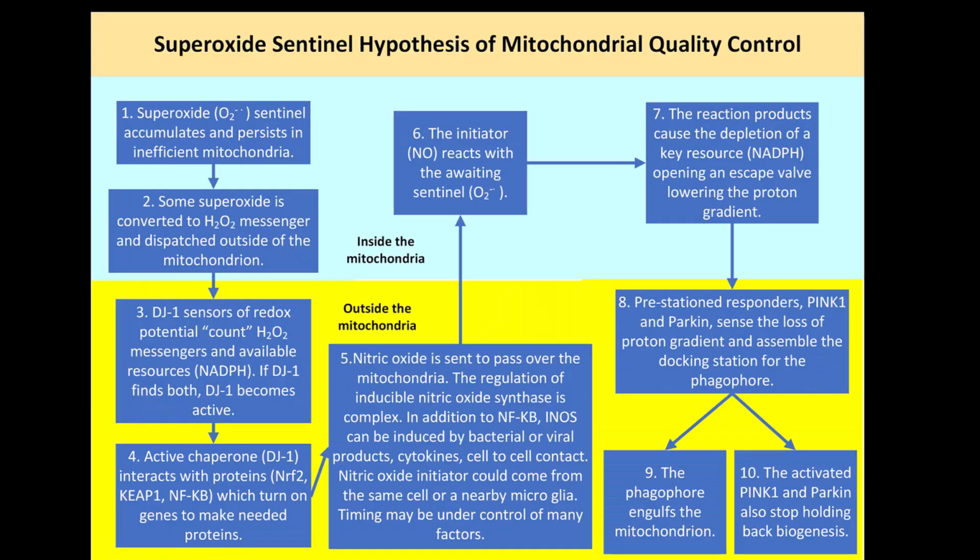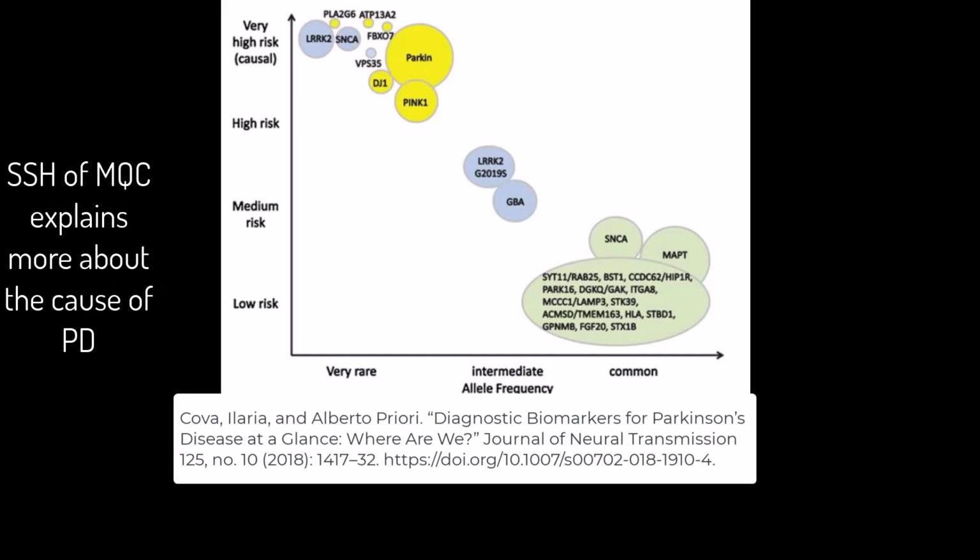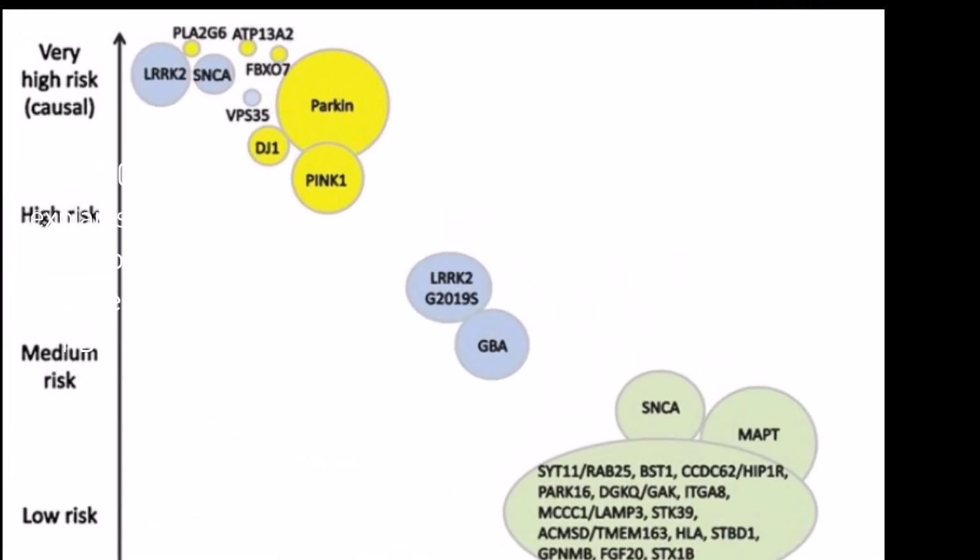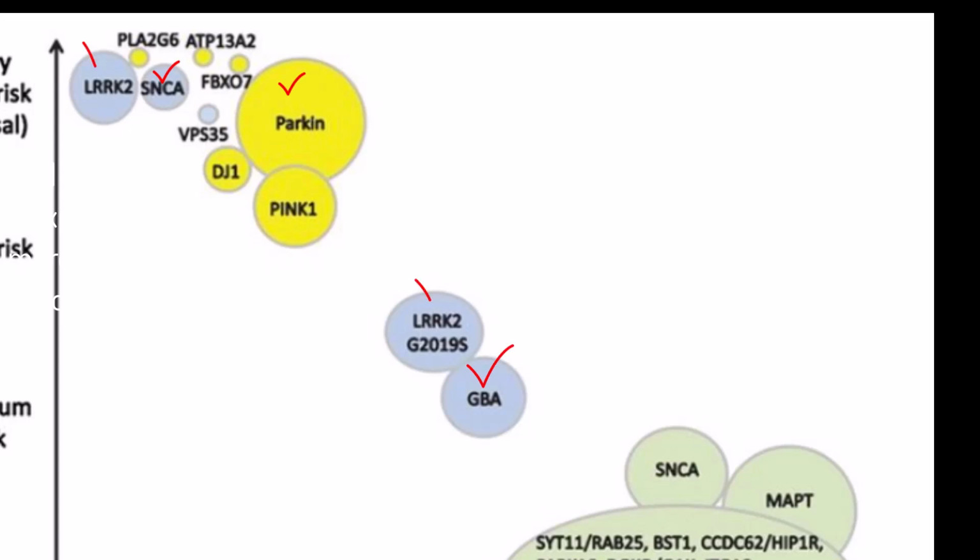So, can the theory be used to explain more about PD? I think the answer is yes. In the context of SSH of MQC, a majority of Parkinson's risk genes can now be understood as playing a role in mitochondrial quality control. These include GBA, LRRK2, PRKN, SNCA, Pink1, Park7, and VPS35, as well as many lesser-known genes.